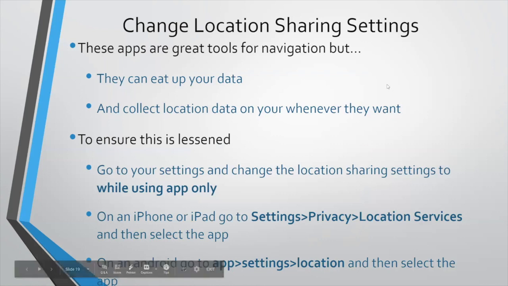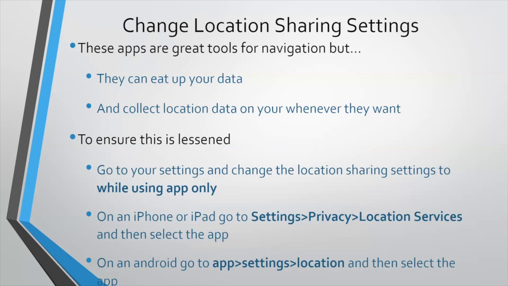Okay, so there are ways also to change your location sharing settings, because while all these apps are really great tools for navigation, they can eat up your data. And some people don't really feel comfortable with them being able to collect location data whenever they want. So to minimize that, what you can do is go to your settings and change your sharing settings to apply only when you have the app open. So not all the time, but just when you're using Google Maps or Waze or Here or whichever app you're in.